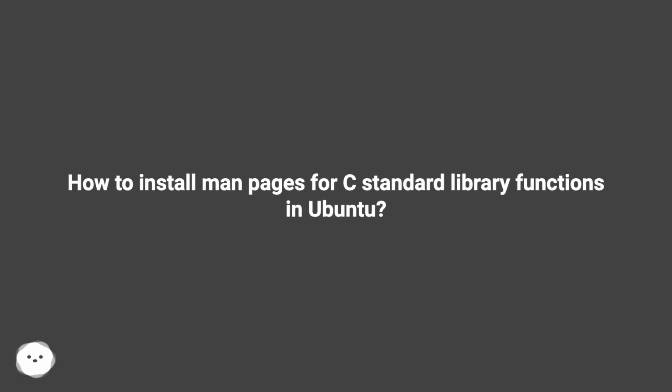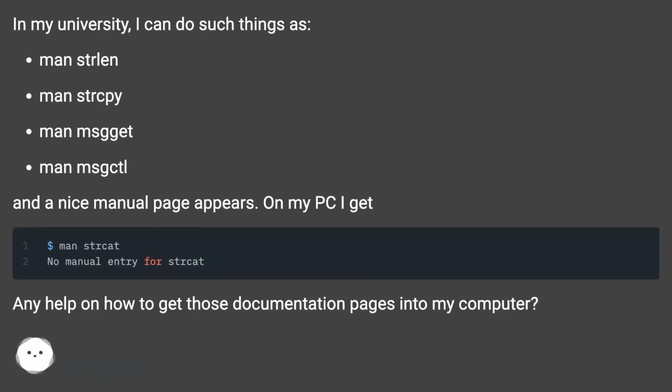How to install manpages for C standard library functions in Ubuntu. In my university, I can do such things as man strlen, man strcpy, man msgget, man msgctl, and a nice manual page appears. On my PC I get nothing. Any help on how to get those documentation pages into my computer?